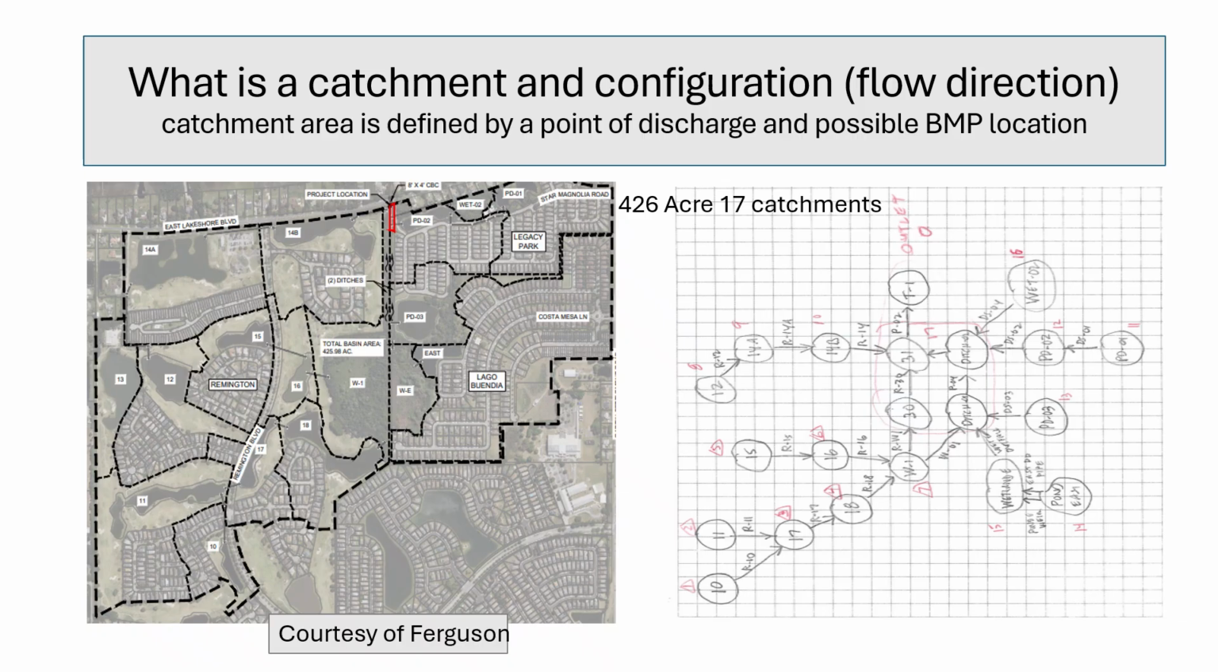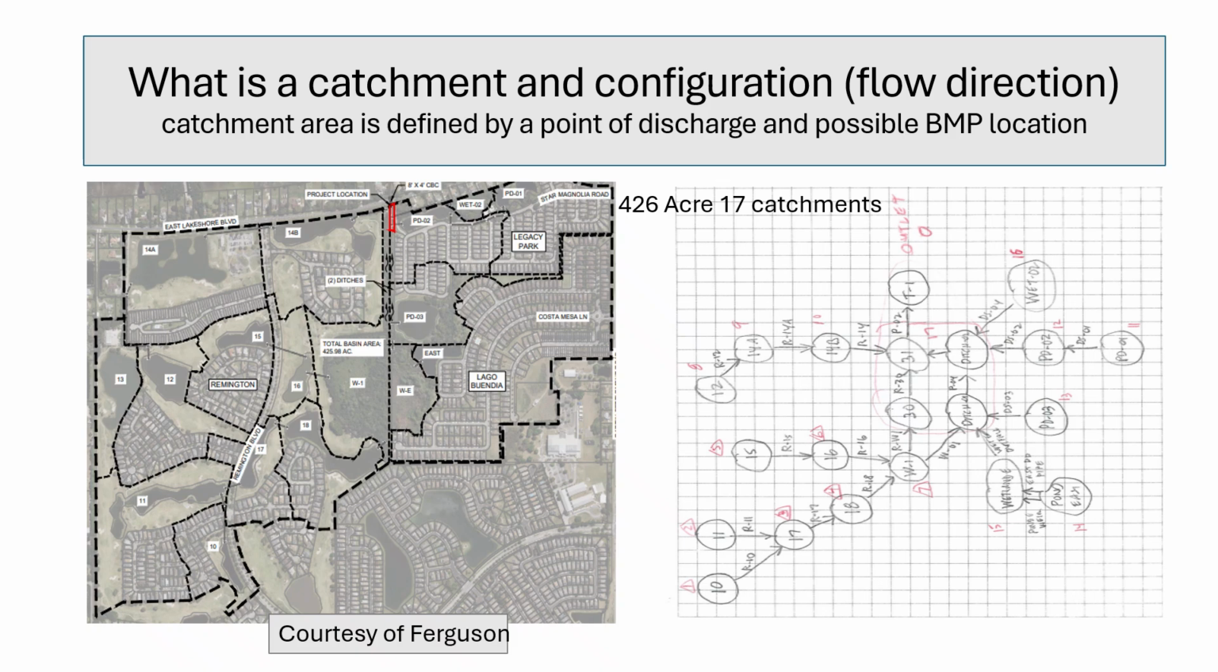A catchment area is fundamentally defined by a specific point of discharge, which often aligns with a potential location for a best management practice, or BMP. The configuration which dictates the flow direction within this area is crucial because it allows us to precisely track the movement of runoff water. This tracking is vital for understanding where and how to best apply the removal mechanisms of a potential BMP.